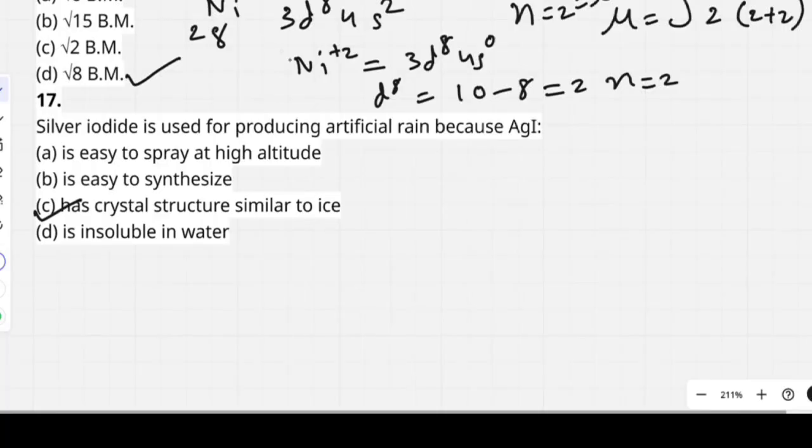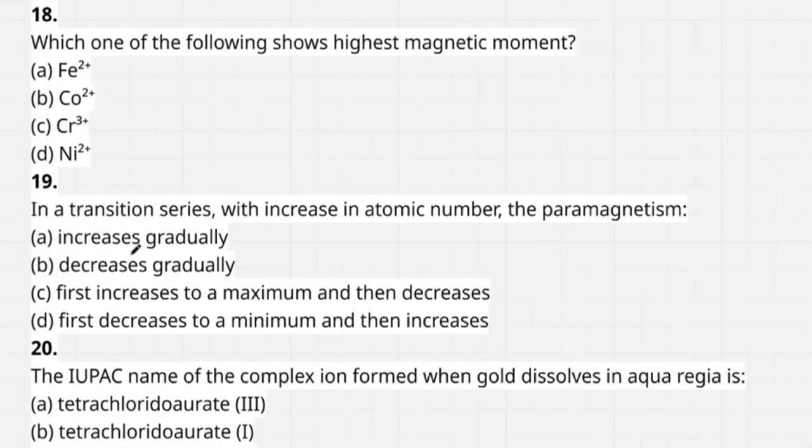The crystal structure of silver iodide is similar to ice, so it is used for producing artificial rain. Next, I move to question number 18. Which one of the following shows the highest magnetic moment?